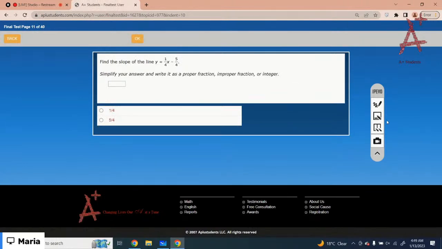Okay, find the slope of the line y equals 1 over 4 x minus 4. So which is the correct option? The slope is 1 over 4. Got it?